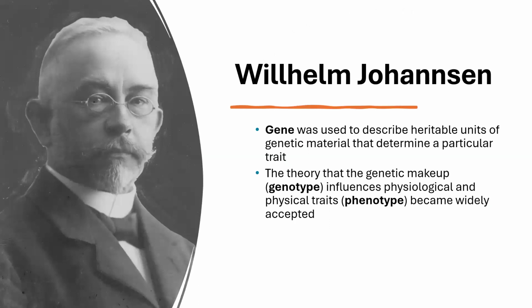We also have Wilhelm Johansen, who came up with the term gene. It was used to describe heritable units of genetic material that determine a particular trait. And he came up with these ideas of genotype and phenotype. So genotype is your genetic makeup. That's the gene that you have for something, and that influences your physiological trait, which would be your phenotype. And this idea that your genotype can determine your phenotype is the prevailing theory of genetics that we use today.